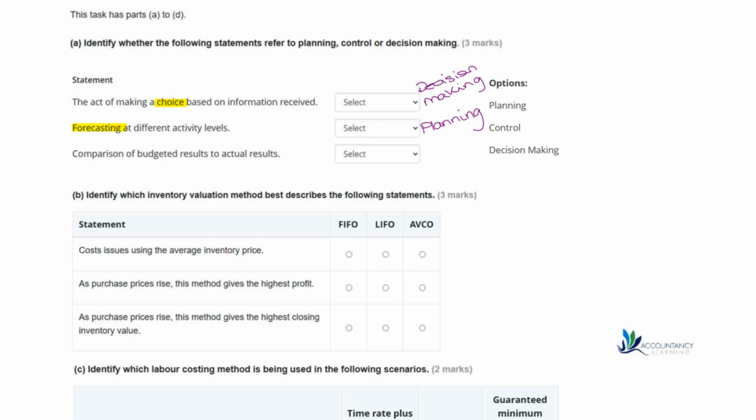Comparison of budgeted results to actual results. So this is going to be our control. And it's because we're comparing it. So we're having a look to say, well, what's actually happened and was that what we expected to happen? And if not, we can then put in control procedures. So perhaps we need to look at different suppliers to reduce costs, and it helps us with our control of the business.